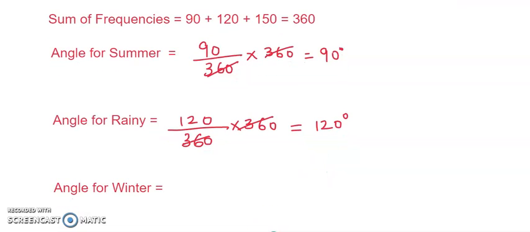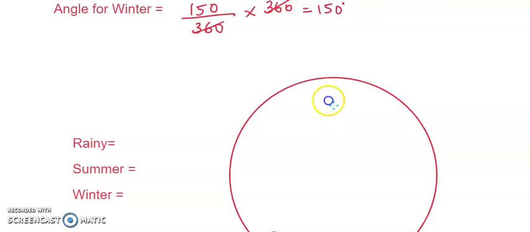For winter it is 150, right? So 150 divided by total sum of frequency, multiplied by the central angle, that is 360. 360 goes and we get 150. So let's list out this: 90, 120 and 150.